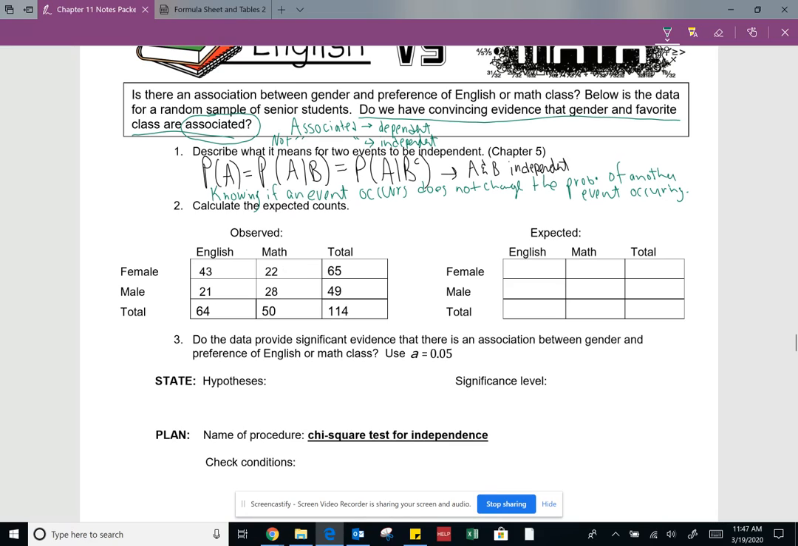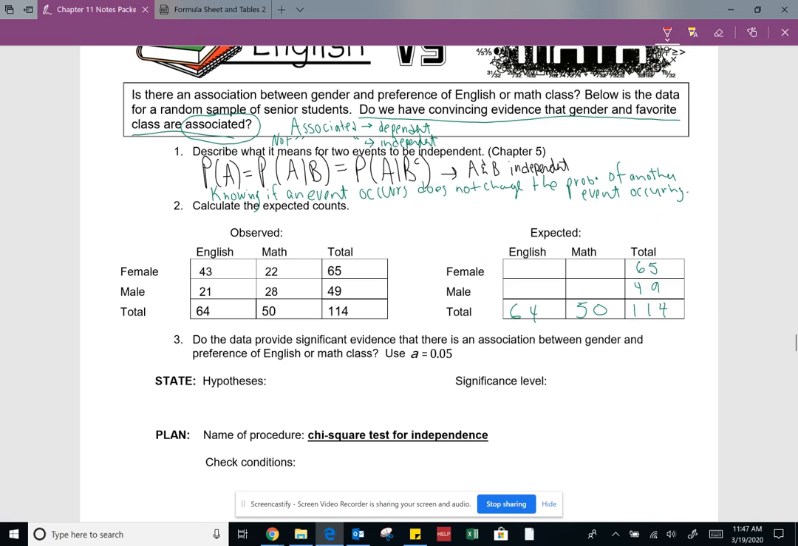So we have the observed data. Now we want to calculate the expected. This is done the exact same way that we just learned about in the previous lesson. We start off by writing the totals in, because the totals are going to remain the exact same. So we still have 65 females, we still have 49 males, and we still have 64 people who preferred English and 50 who preferred math, which totals up to 114.